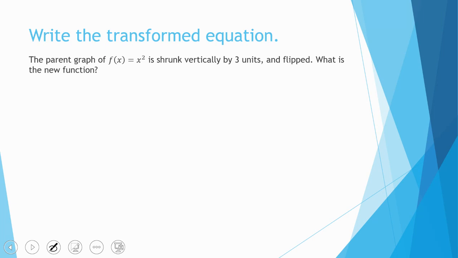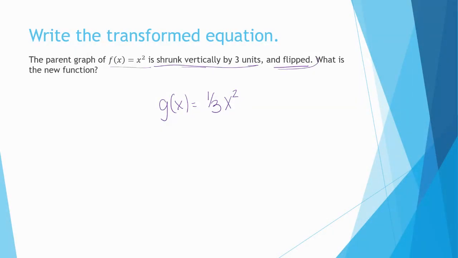Let's try another one here. We've got a parent graph of x squared, and this time we're going to shrink it vertically by 3, and we're going to flip it. Notice I'm not moving it left or right. I'm not moving it up or down. So this g of x is not going to have any plus 2s or minus 5s or anything like that, but I am going to have a multiplier of 1/3. Notice I'm shrinking it vertically by 3, which means that it's 1/3 the height that it was before. Still have that x squared. Now, where does the flip come in? How do I make this function flip? I simply put a negative in front of it. Negative 1/3 x squared means that I've taken that parent function of x squared, I have shrunk it by 3, and I have flipped it, which is why I have the negative 1/3 in front.